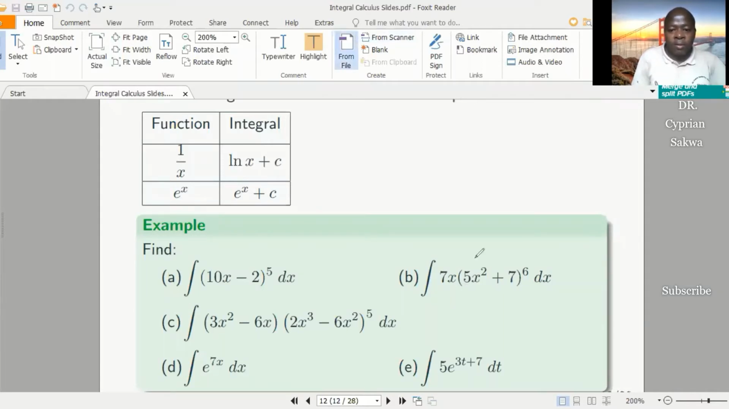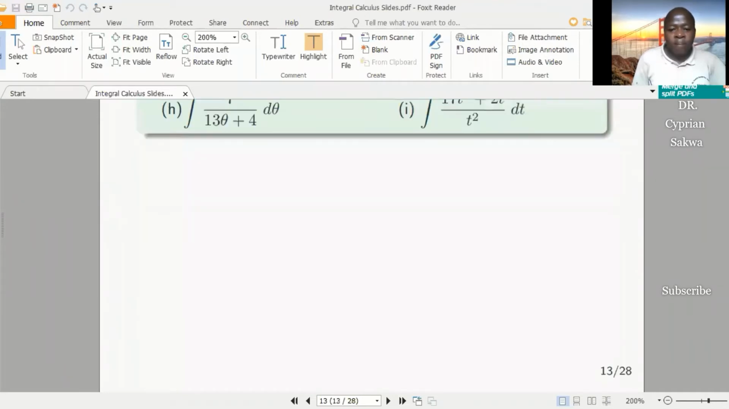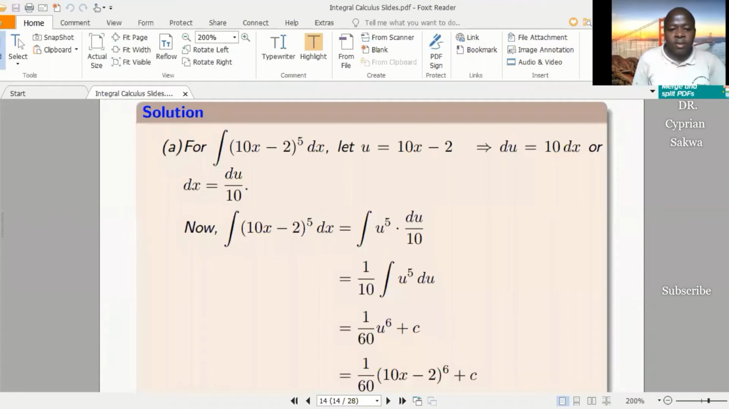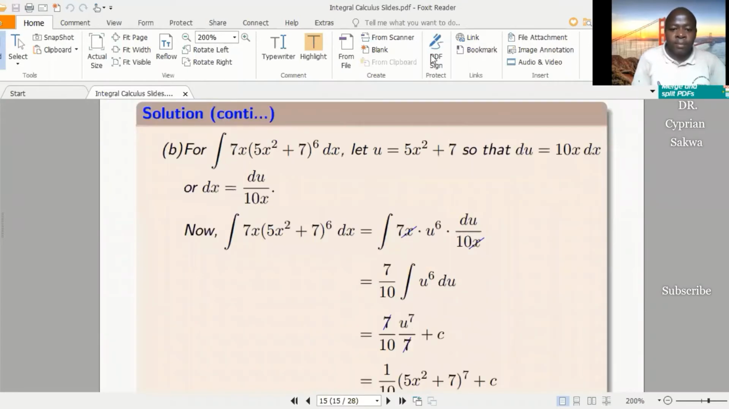So for this question, I'm just interested in this 7x, and whatever is here is x squared, and this is x. So that is very interesting, and you'll see how it will help us with how we shall do that. So let's do it. That's question B.